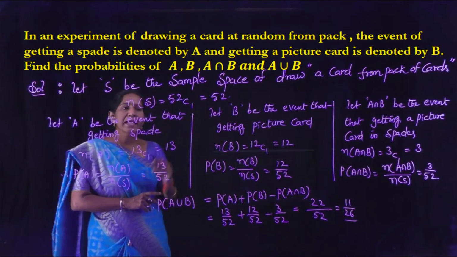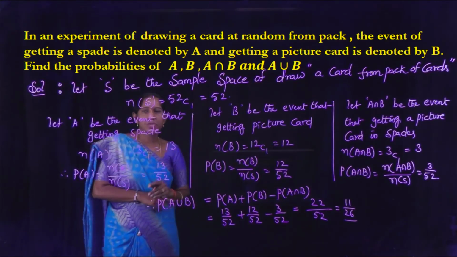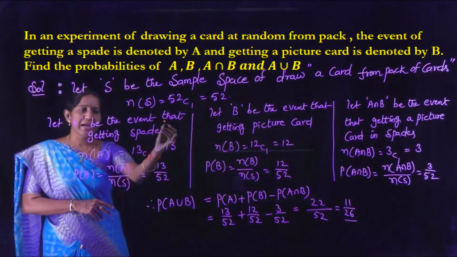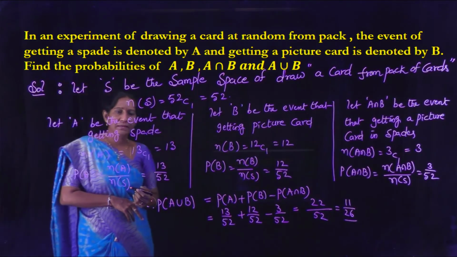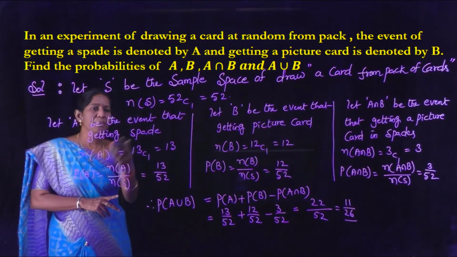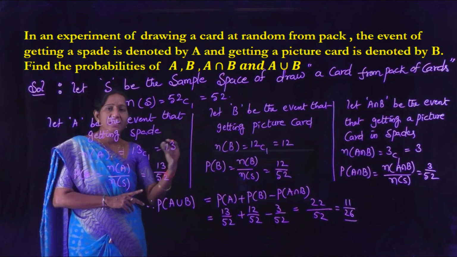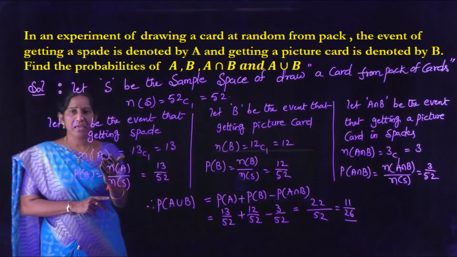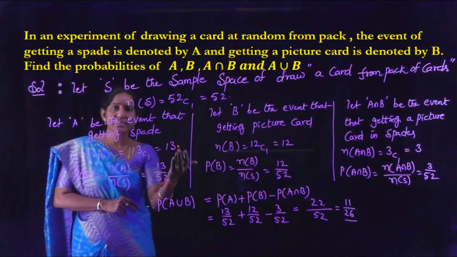And getting a spade is denoted by A. So let A be the event of getting a spade. That is N of A. Spades is one suit, consisting of 13 cards. So N of A equal to 13C1, that is 13.